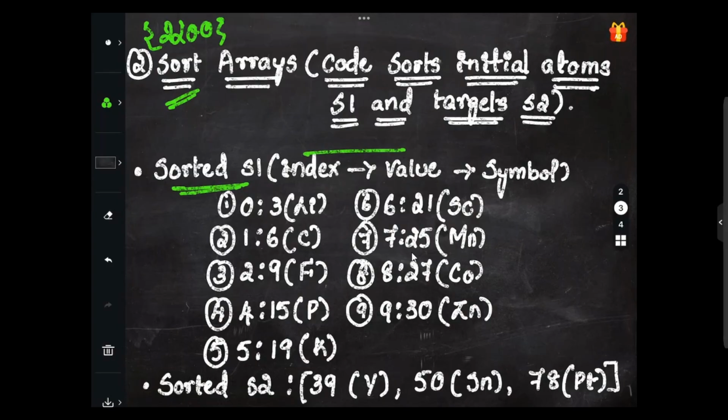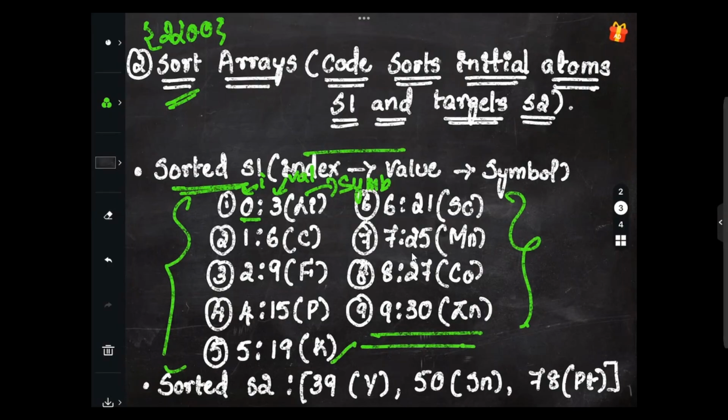So whatever I have written, this is nothing but the index. 3 is nothing but the value, val I'll be writing, and this is nothing but the symbol, right? Same goes with all the things, 1 to 9. So this is sorted S1.